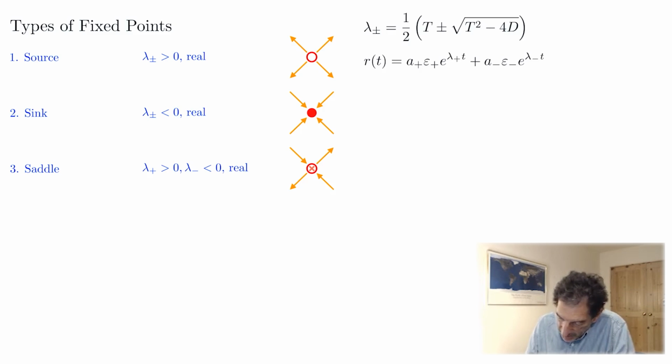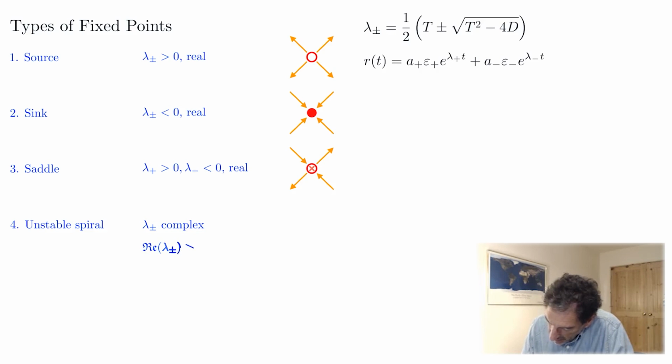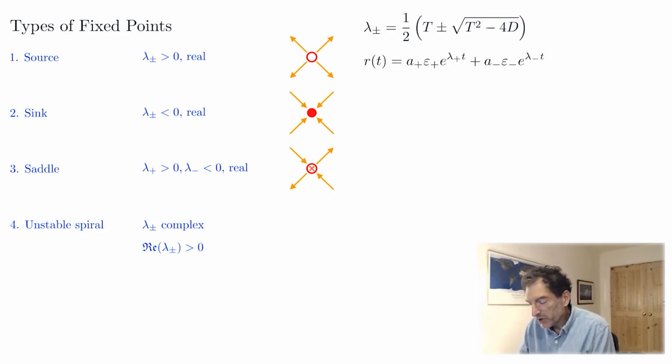The next type of fixed point is an unstable spiral. And this occurs when lambda plus minus are both complex, and the real part of lambda plus minus is greater than 0. And you can see just by the form of r of t that if lambda plus minus are complex, that's going to correspond to circular motion in the complex plane, and if the real part of lambda is positive, then we're going to be moving away from the fixed point. So the flow looks something like this.